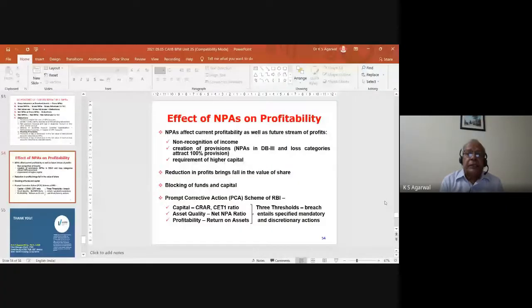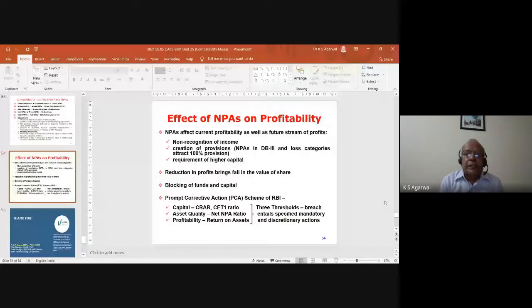RBI monitors three things: capital, asset quality, and profitability. For capital, they monitor CRAR and CET1 ratio. For asset quality, net NPA ratio. For profitability, return on assets. For each of these three parameters, there are three thresholds. If a breach is there, then every breach entails specified mandatory and discretionary action on the part of the Reserve Bank.